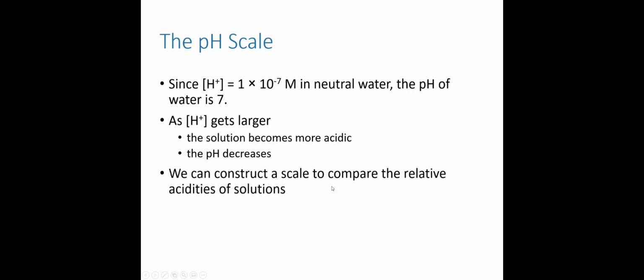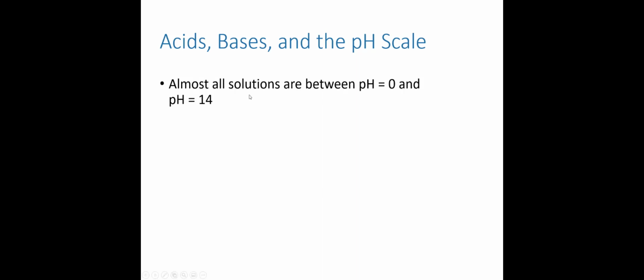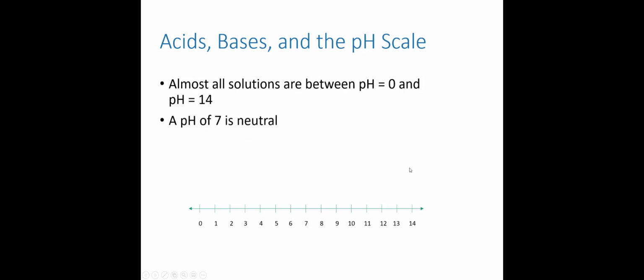So we can use a nice scale here to look at the pH values. And let's construct that scale. For almost all solutions in water, the pH is going to be between 0 and 14. There are possibilities below 0 and greater than 14, but for reasons that go beyond the scope of this class, I don't want to discuss these other pH values right now. So we've defined pH of 7 as neutral.